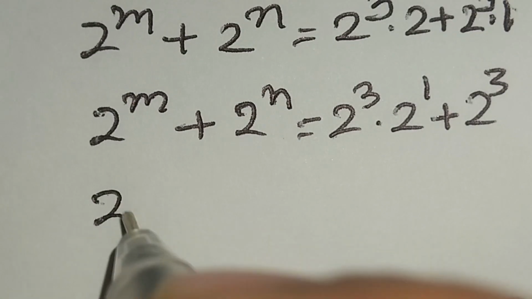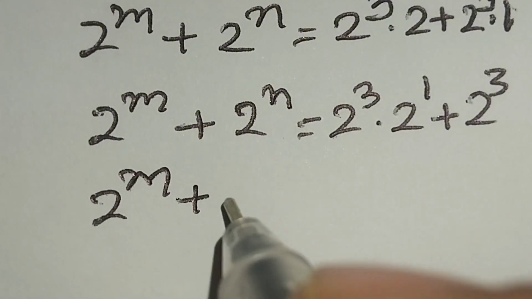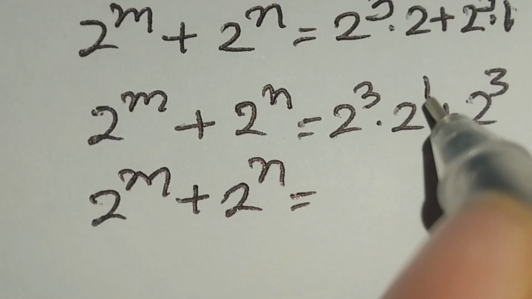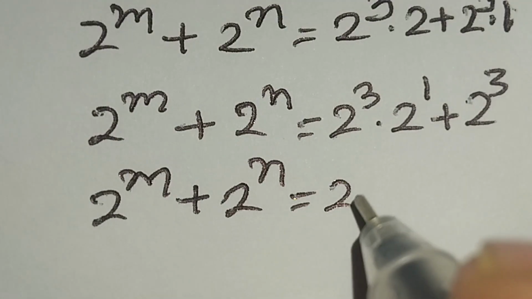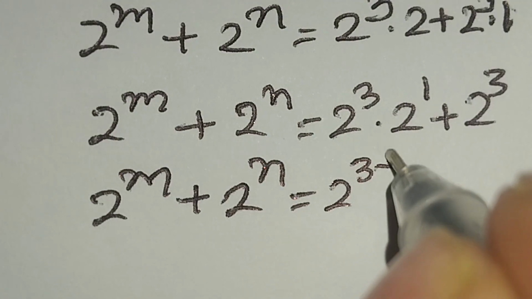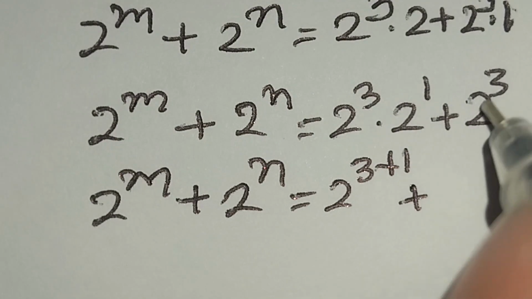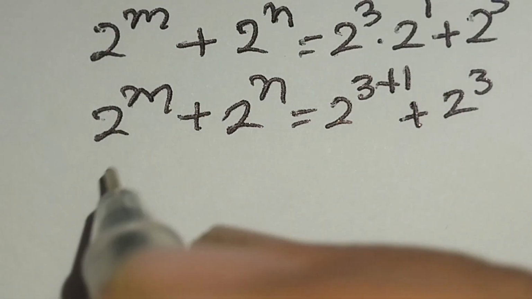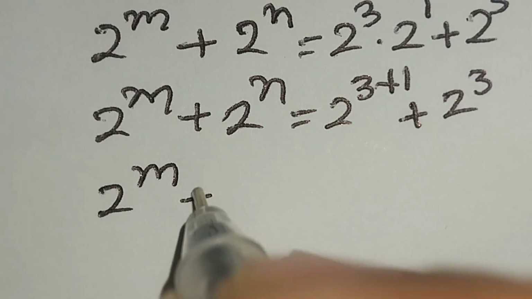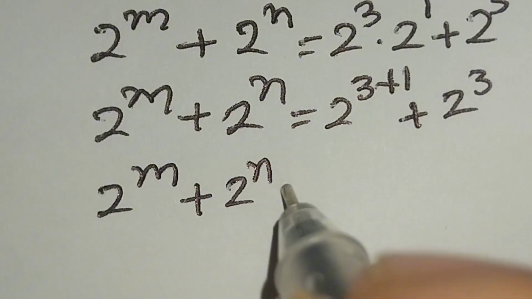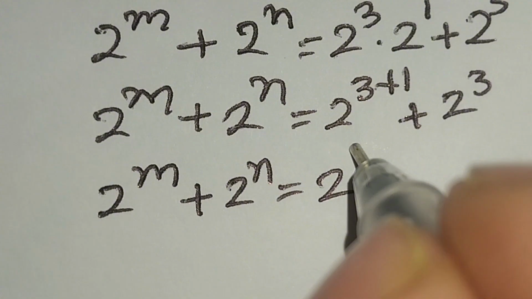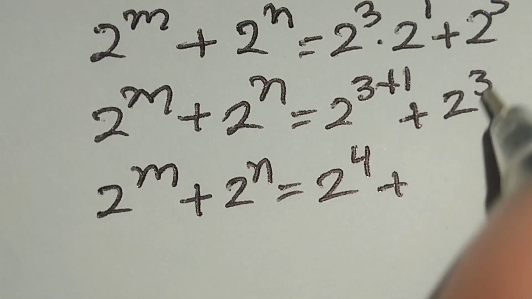Here, 2 to the power m plus 2 to the power n equals 2 cube times 2 to the power 1, which can be written as 2 to the power 3 plus 1, plus 2 cube. Here, 2 to the power m plus 2 to the power n equals 2 to the power 3 plus 1, which equals 4, plus 2 cube.